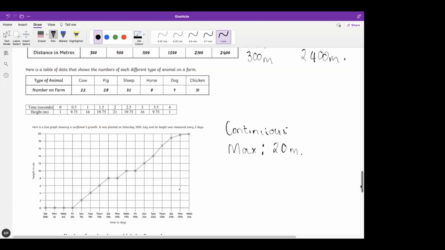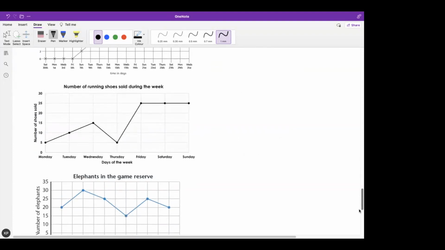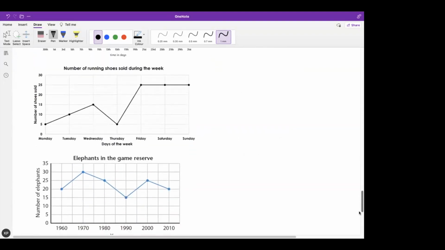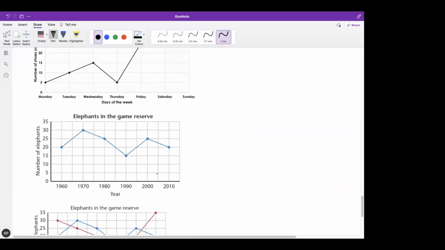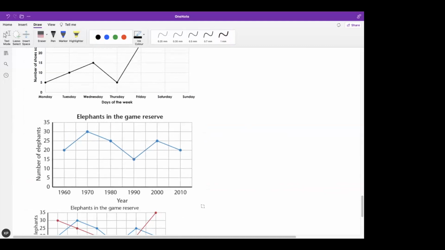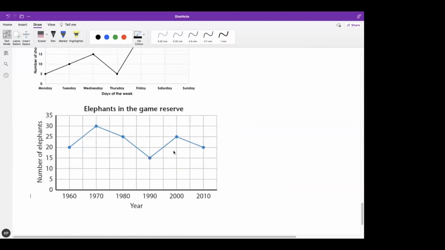Okay, I have a last graph for you. And I want to ask, what is wrong with this graph? The one that says elephants. Yee, that's why I don't teach English, guys. Do you hear the problems I have? The one that says elephants in a game reserve. What is wrong with this graph? If I gave you this graph in a test and I asked you, what is wrong with this graph? What are you going to say?